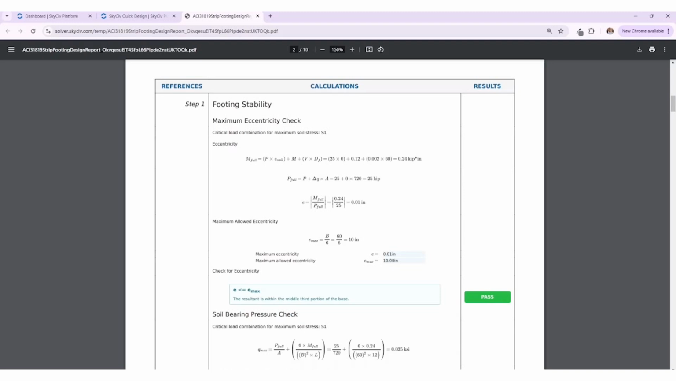This matters because if the eccentricity is too high, part of the footing may lift off the soil, leading to instability. But this calculator verifies that the maximum eccentricity does not exceed the maximum allowed eccentricity, which you can see, that e, the maximum eccentricity, is less than or equal to the maximum allowed eccentricity.